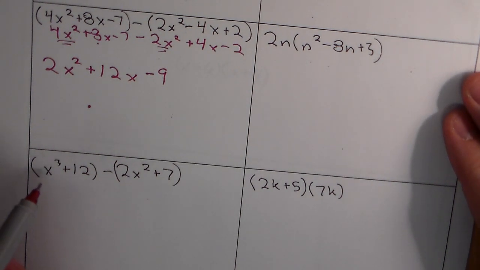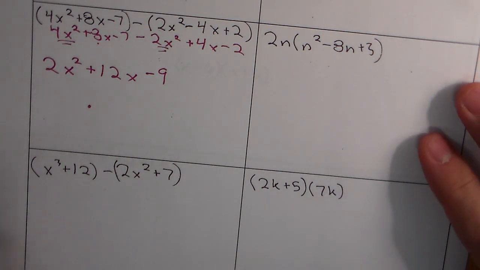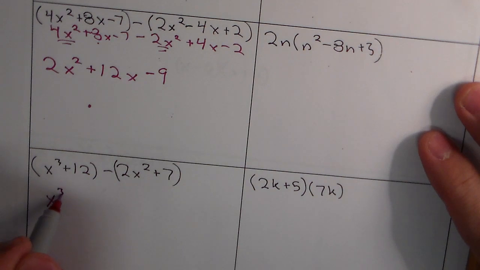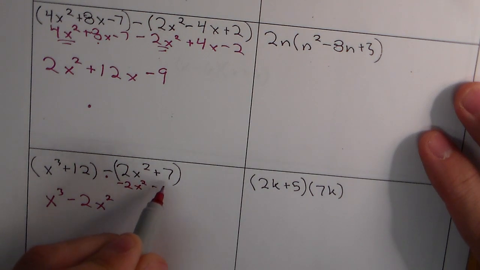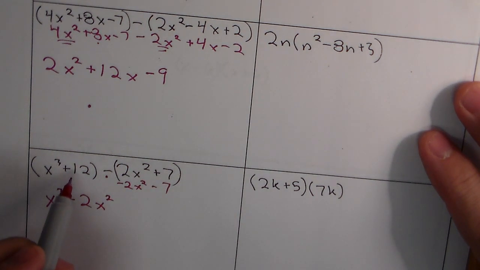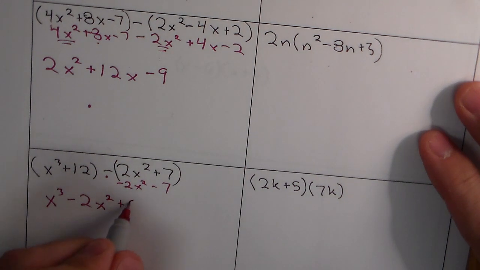Our last one in this column, we have an x to the third and an x squared. They're not like terms, so we're going to write x to the third first. It's a minus 2x squared. And this is good where we bring it down. Apply it to the 7 as well. I have no x term, so I don't need to write that there. Then it's going to be 12 minus 7 gives us 5.